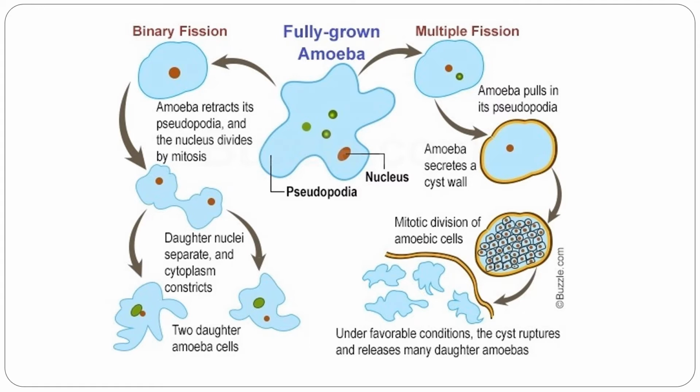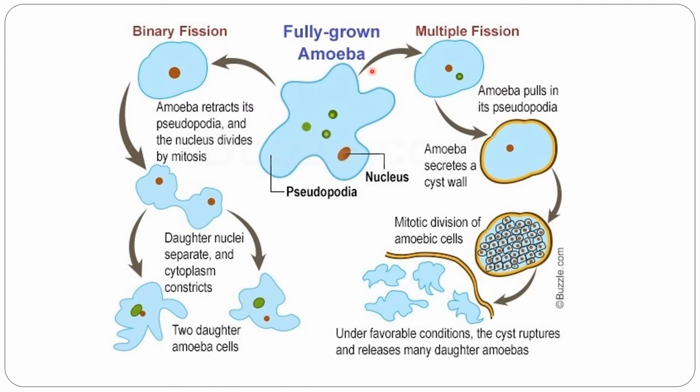Here, the figure you see binary fission and multiple fissions. The fully grown amoeba, when it follows binary fission, retracts its pseudopodia and the nucleus divides by mitosis. Daughter nuclei separate and the cytoplasm constricts. Then finally, two daughter amoeba cells are produced.